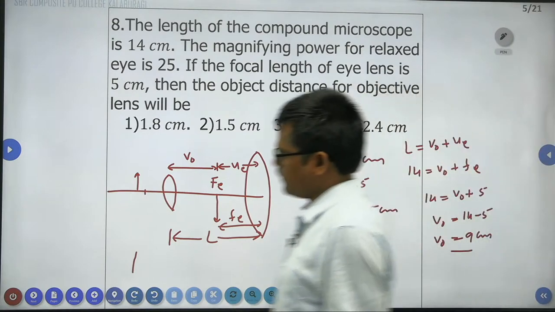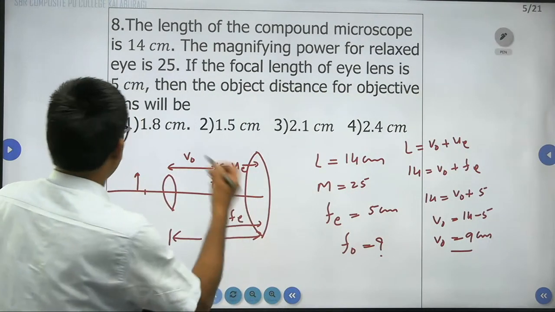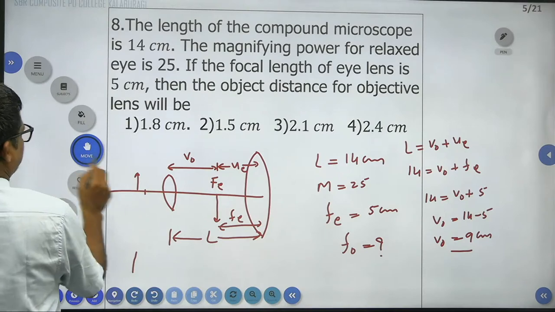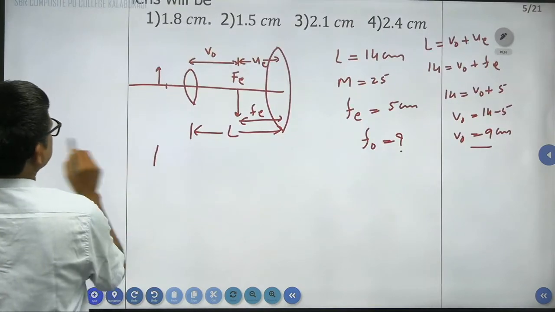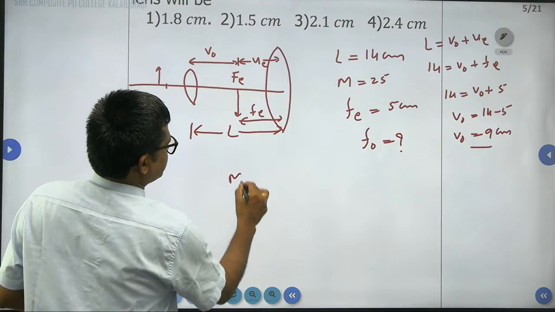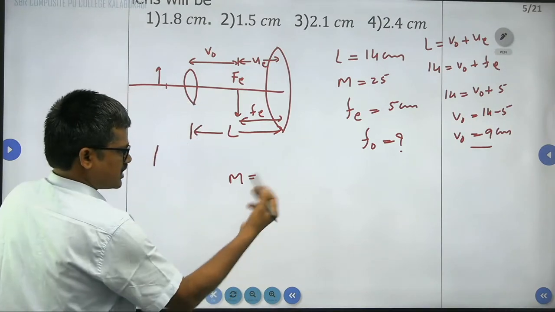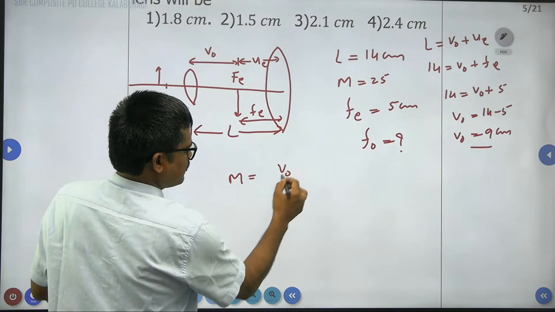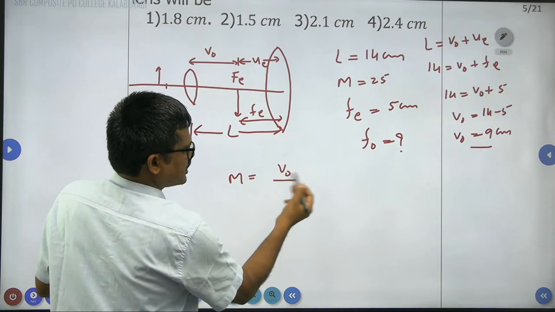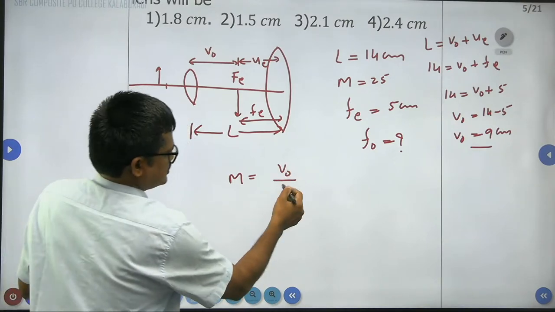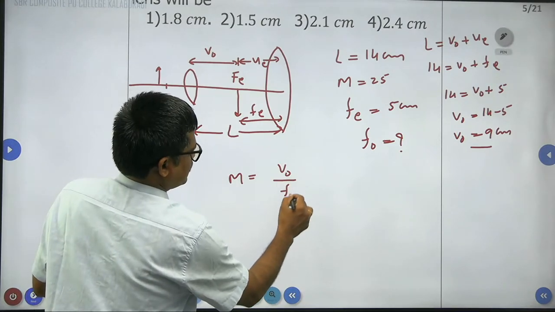Done? Okay. Now for the relaxed eye, what is the formula for magnification? For a compound microscope, it will be another way: if I remove the approximation directly, if I take V0, can I write here directly F0 nearly?